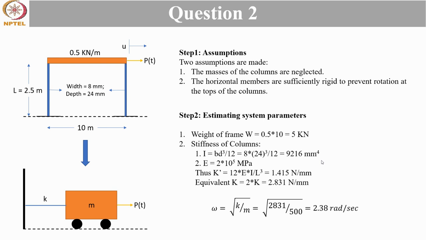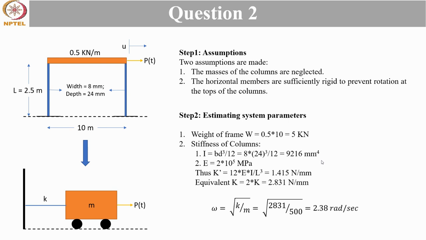And the stiffness of the columns will be given by 12 EI by L cube. So I is BD cube by 12. It will come out to be 9216 millimeter to the power 4, and E is given in the question, 200 GPa or 2 into 10 to the power 5 MPa. And the equivalent stiffness will be the summation of both the columns. Since the columns are in parallel, it will be twice the stiffness of one column, so 2 times 12 EI by L cube, so it will come out to be 2.381 Newton per millimeter.